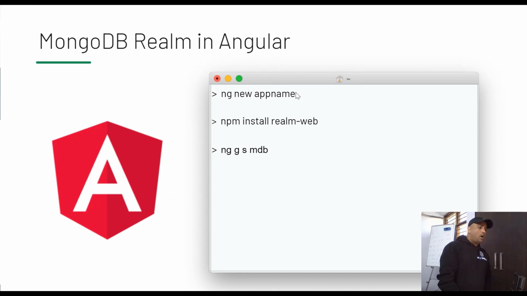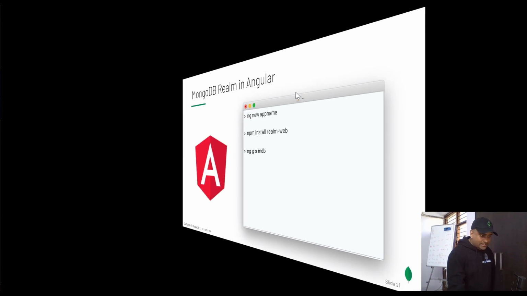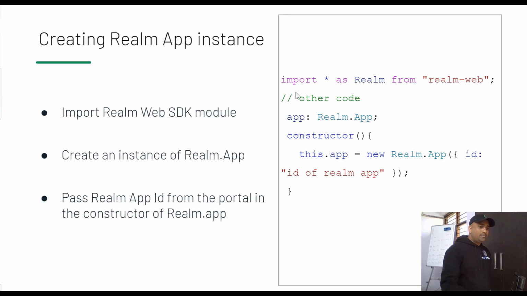Now, how to use MongoDB Realm in Angular? So go ahead and create an Angular app, then just do npm install realm-web, and that's it. And I'll show you the code. Let's go through the code walkthrough. Once we have done that, the best way is to go and create an Angular service, and in the Angular service import Realm, as it's on your screen.